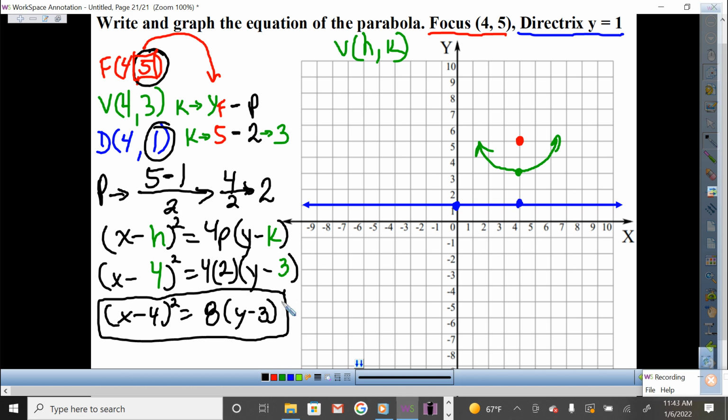From 1 to 5, how comfortable are you with these so far? 5, 4s, okay. Once again, I'm not going to ask you to do a table to get more points on the parabola. I just want to make sure that we got it up to right there, okay? Let's do another one. Here it goes.